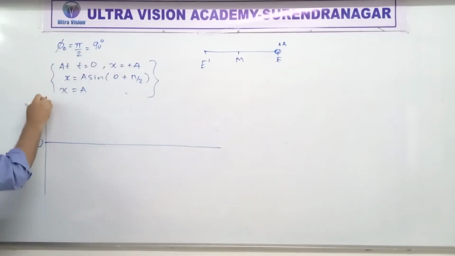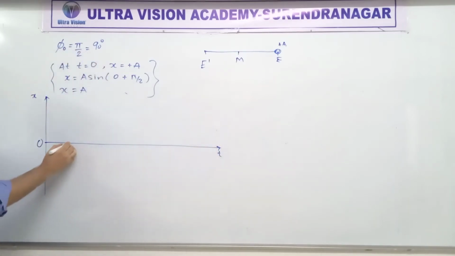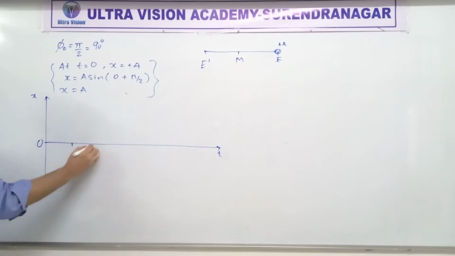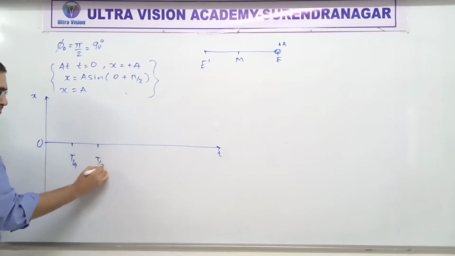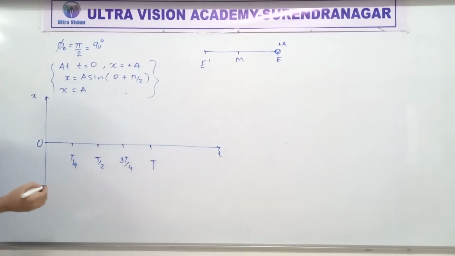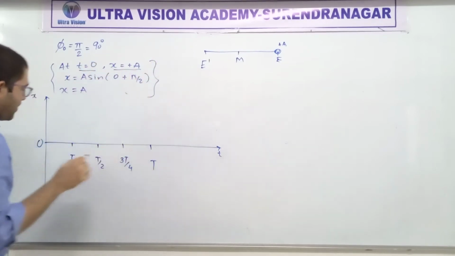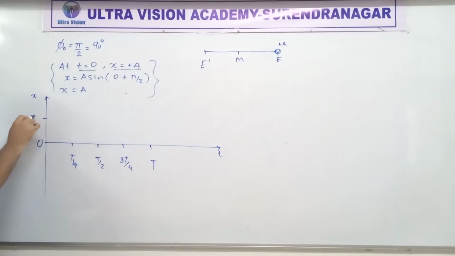So here is O, this is x, and here is time. As usual, let's draw t by 4 intervals like we did last time. At t equal to 0, the particle is at x equal to plus a, that is at the positive extreme. Did you understand? It starts from here. Yes or no? Is this clear? It starts from here, x equal to plus a.